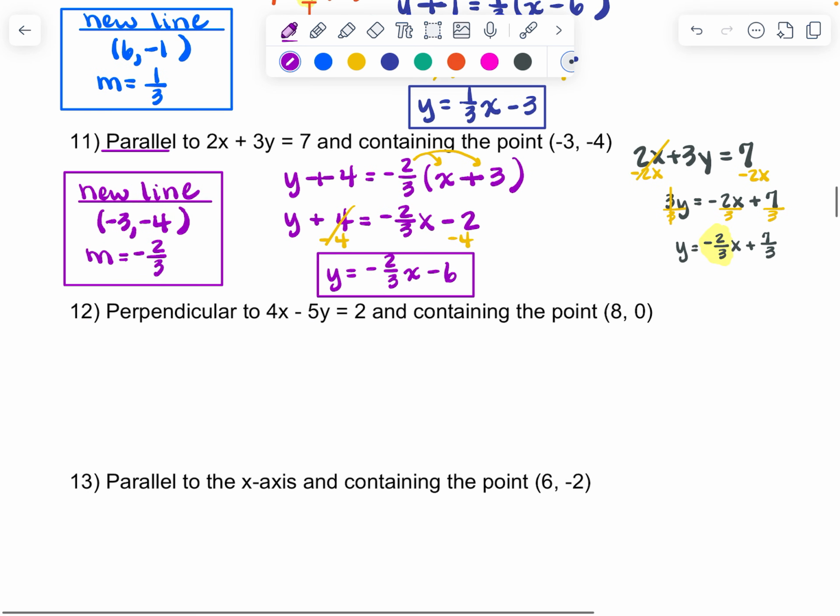All right, next up, perpendicular. So, okay, let's see, new line.